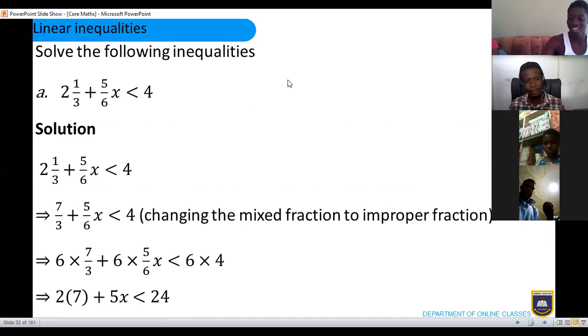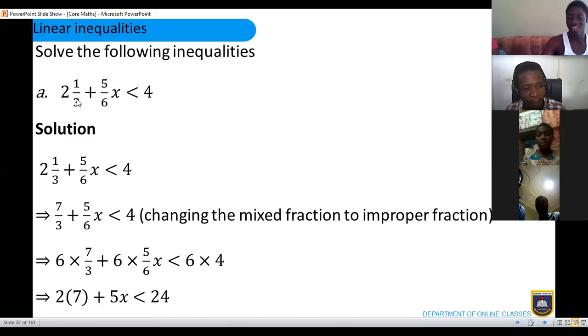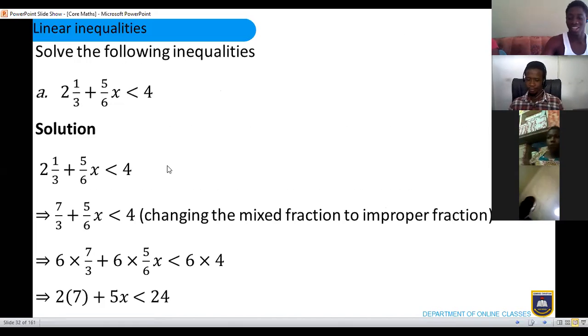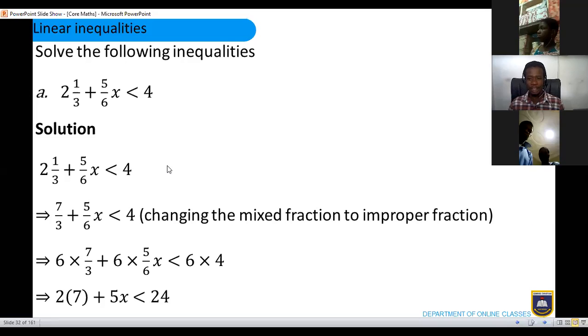Let's consider the following inequalities. The first one, we have 2 whole number 1/3 plus 5/6x less than 4. So the first thing we need to do is we have a mixed fraction there. So we have to change the mixed fraction to an improper fraction.